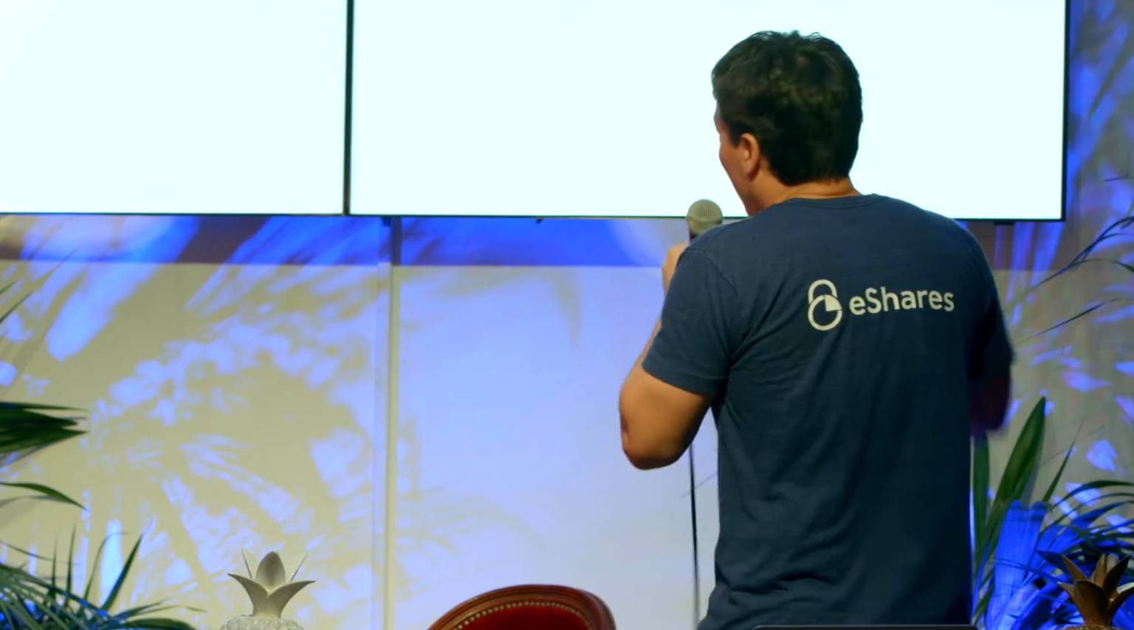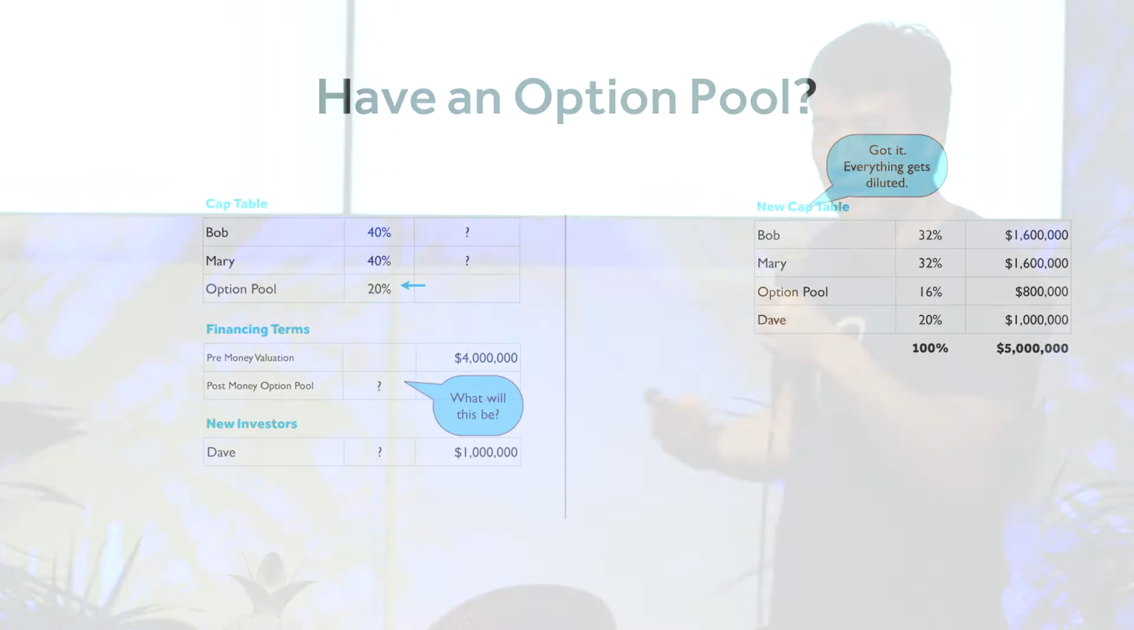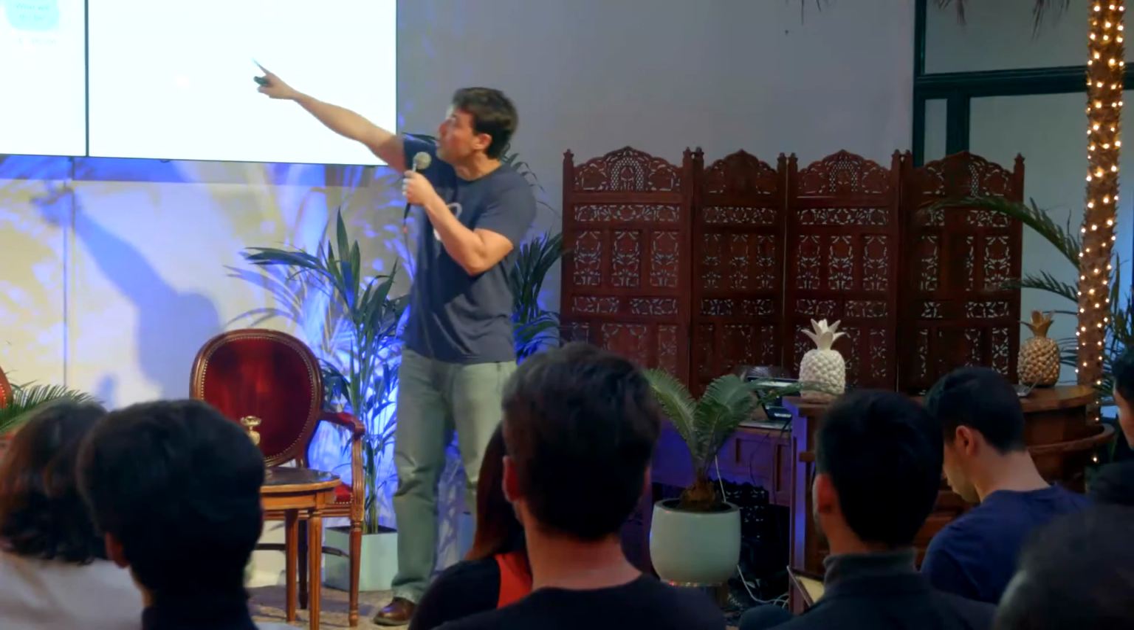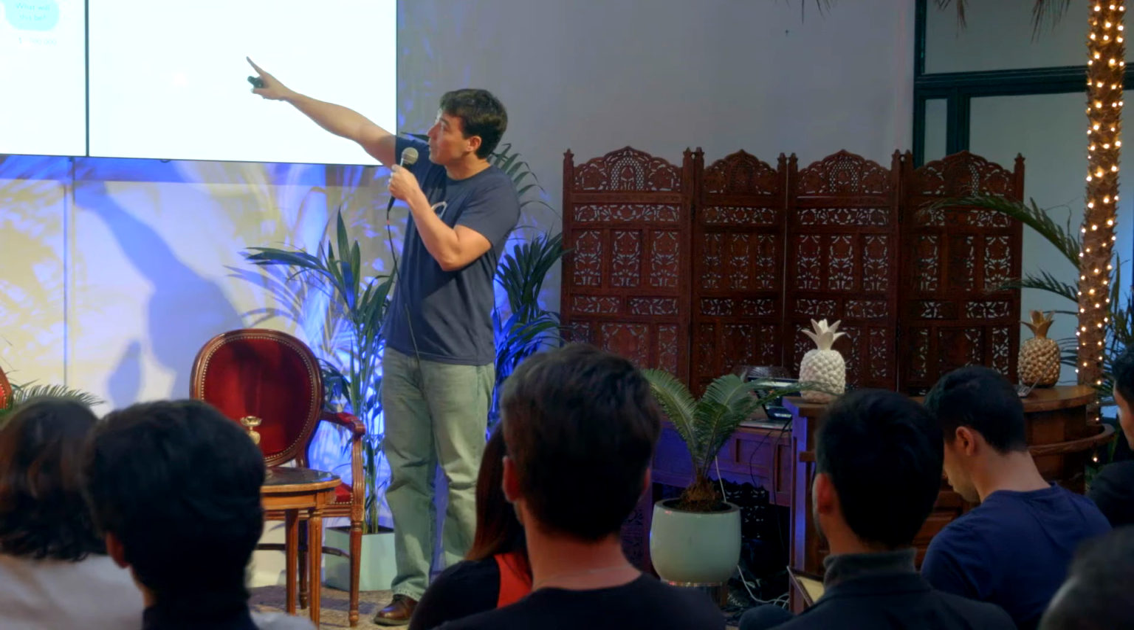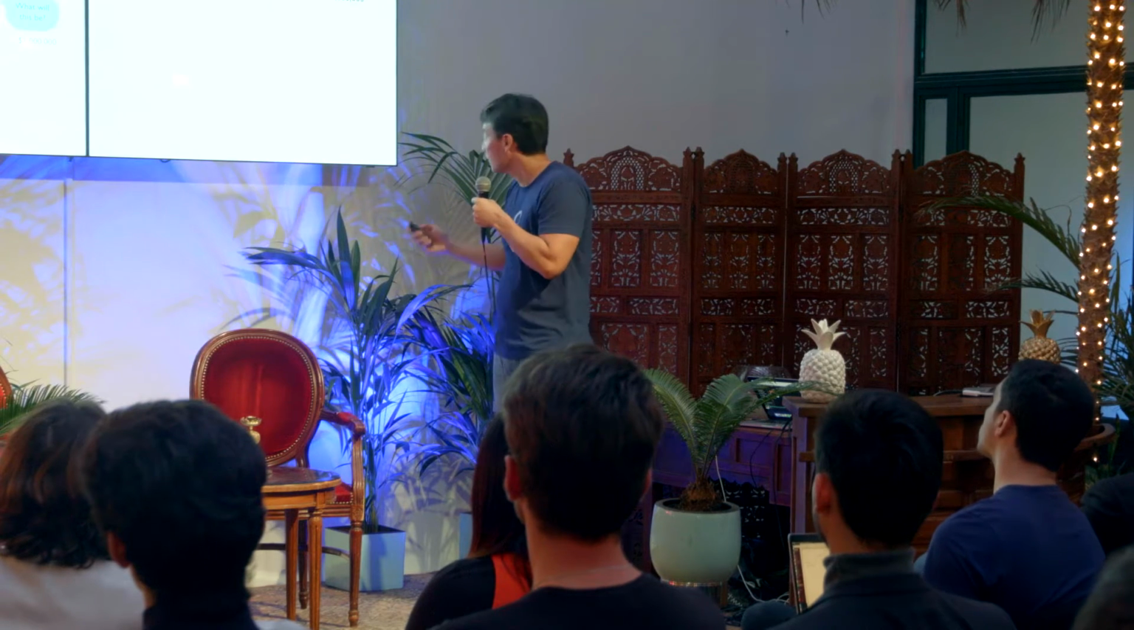Okay, what if you already have an option pool? So let's say Bob and Mary said, look, I'm going to create an option pool even before I talk to the investors. So they create this option pool pre-financing worth 20%. So what will the post-money option pool be after the financing? Well, everybody gets diluted down 20% because Dave puts in $1 million for 20% of the company. So the option pool gets reduced by 20% as well. So the post-money option pool is now 16%. Okay. So it's reduced just like everything else.